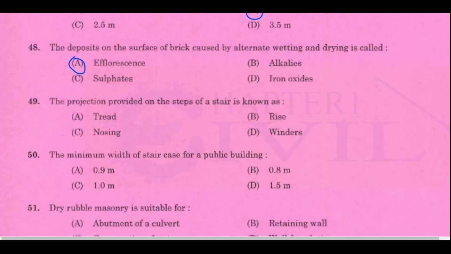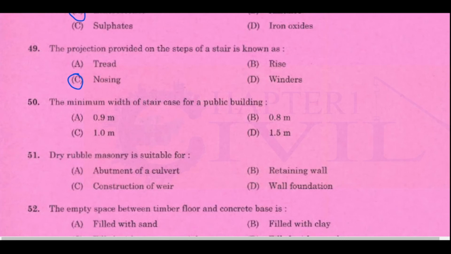Question number 49. The projection provided on the steps of a stair is known as thread, rise, nosing, winders. It is nosing. The projection provided on the steps of a stair is nosing. Question number 50. The minimum width of staircase for a public building 0.9 meter, 0.8 meter, 1 meter, 1.5 meter. It is 1.5 meter.